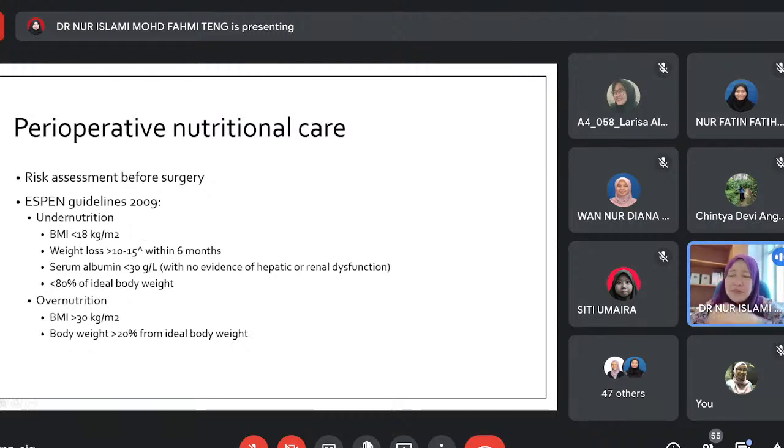And then the patient is overnutrition when the BMI is more than 30 kilogram per meter squared, or the body weight is more than 20% above the ideal body weight. Okay.